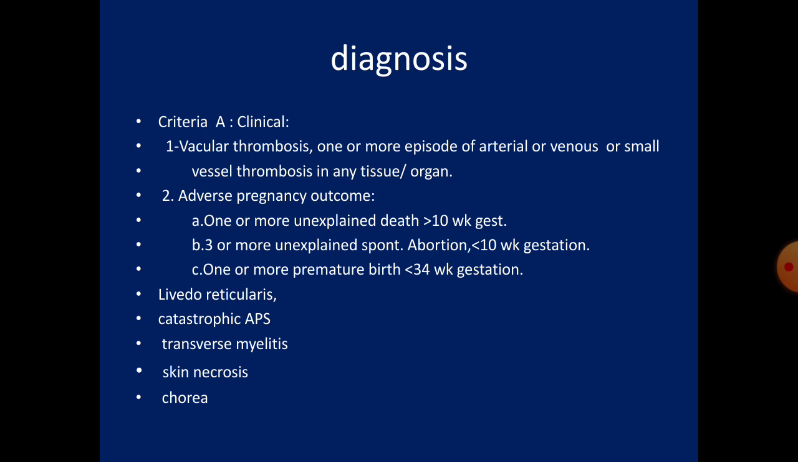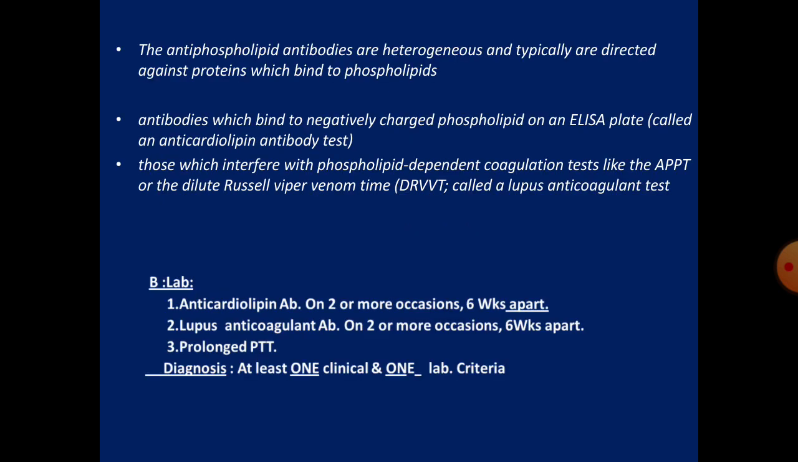In addition, this patient may have livedo reticularis, catastrophic or disseminated antiphospholipid syndrome, transverse myelitis, skin necrosis, and chorea. So these are the features of antiphospholipid antibody syndrome.